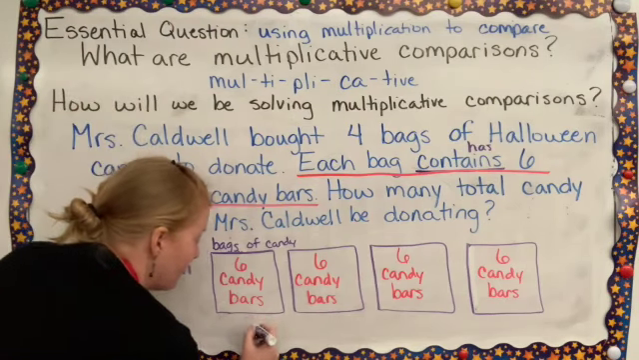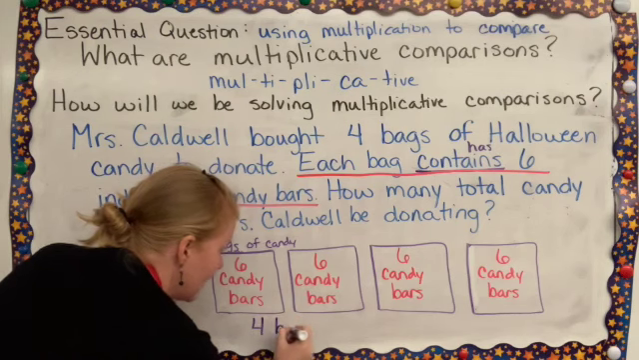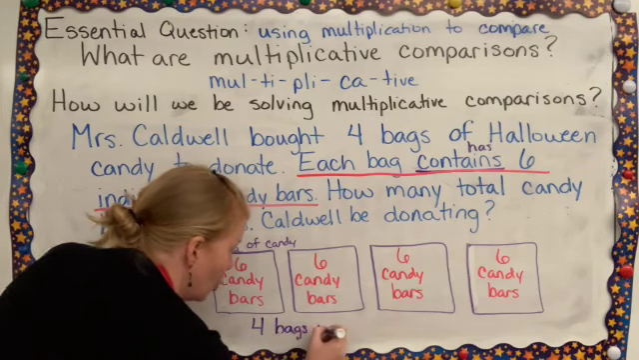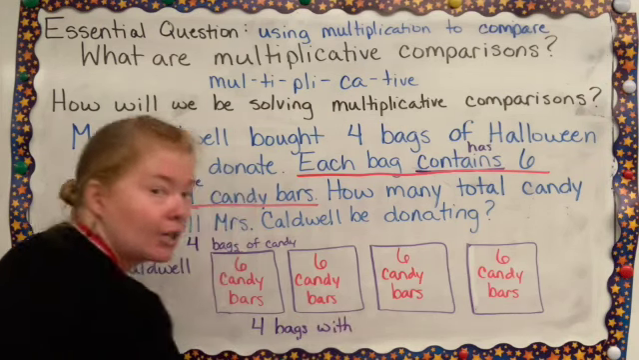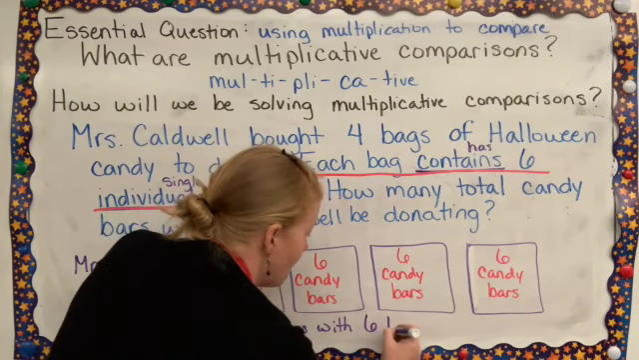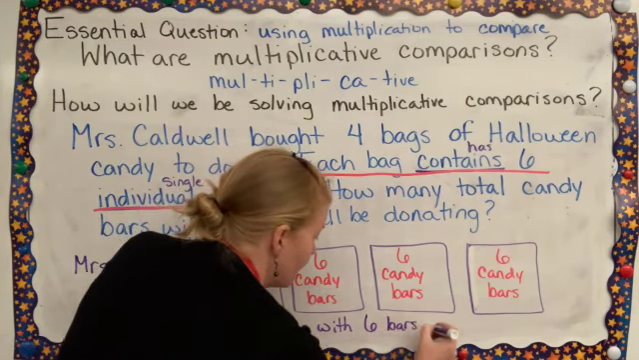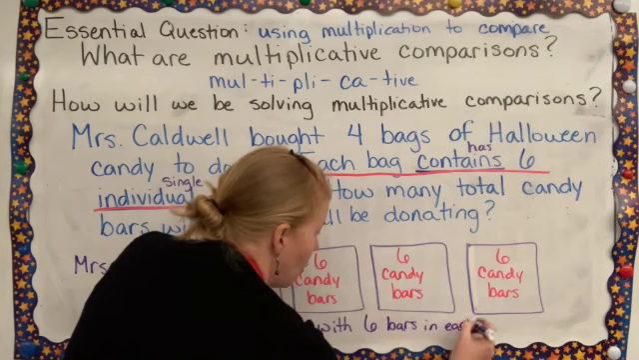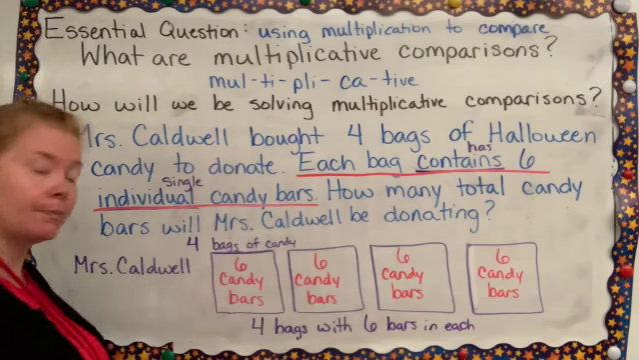If I have 4 bags, make sure you can see what I'm writing, 4 bags with 6 bars in each, what would be my equation?